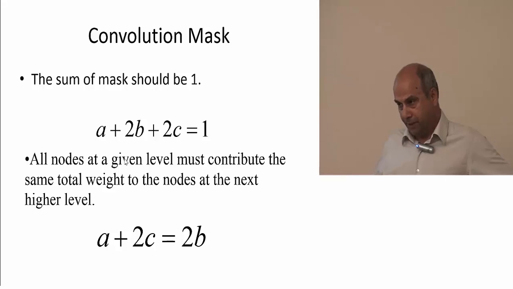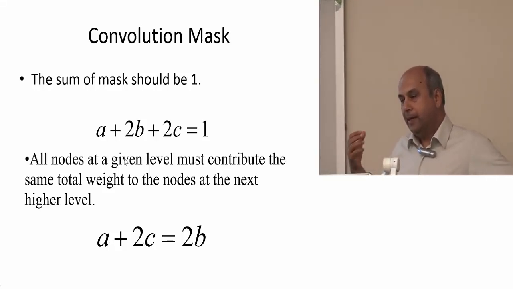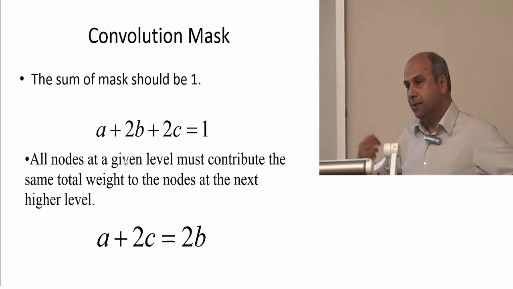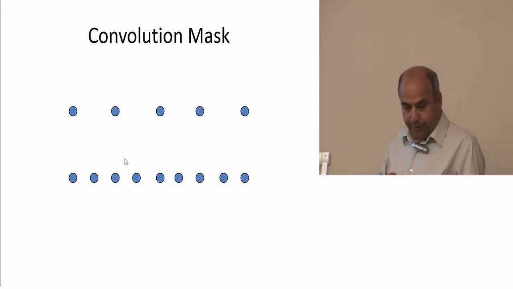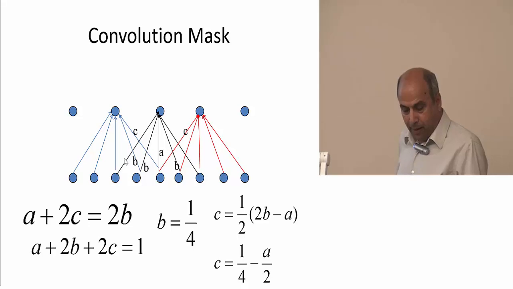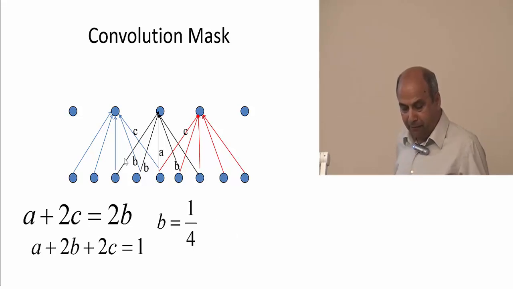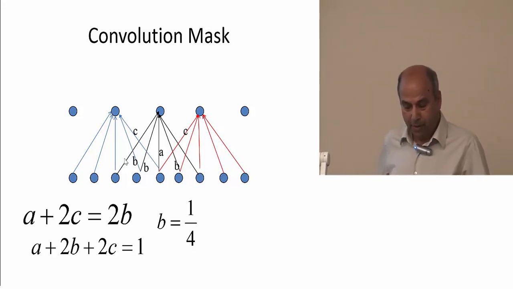So right now we know the value of B, 1 upon 4, using this constraint. It is symmetric, it sums to 1, and each pixel should contribute the same weight to the next level. Once we know B, we can find the value of C, and it will be determined only by the value of A.